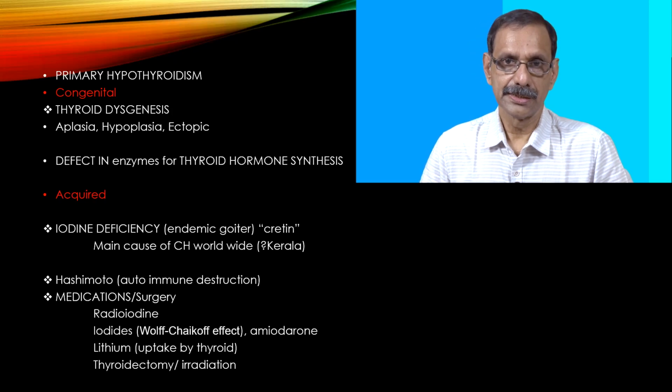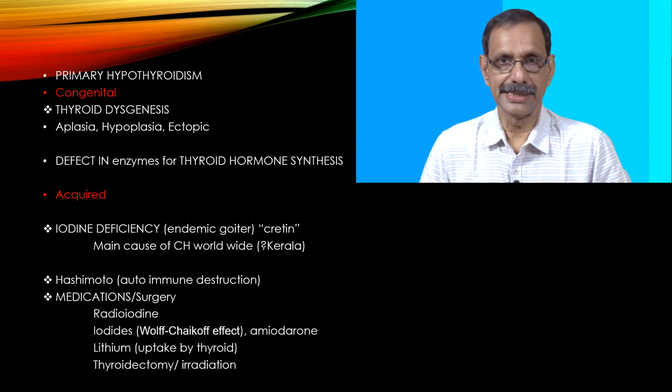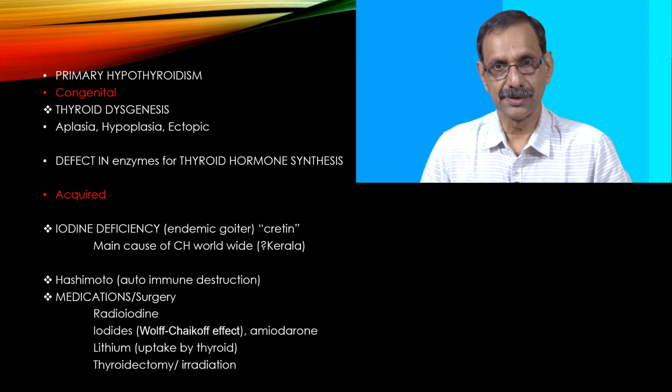That is now being routinely done in all the countries, including our own state. Now coming to the acquired causes of primary hypothyroidism. World over, iodine deficiency is the commonest cause. Iodine deficiency endemic goiter is otherwise called cretinism. The babies of endemic goiter or endemic iodine deficiency are called cretins.